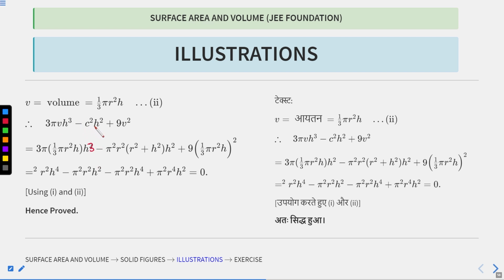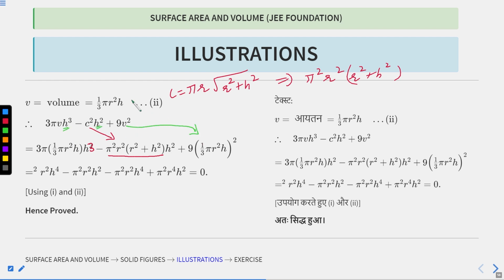Now c square. What was my c? It was pi r l, and l was root of r square plus h square. So c square becomes pi square times bracket r square plus h square. Okay, so this is my c square. h square remains the same; we are not touching the h terms. And v will be 1 upon 3 pi r square h, whole square, because of this. Now just solve.